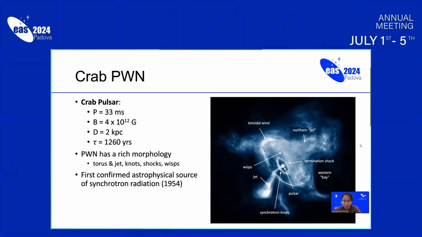The Crab was the first confirmed astrophysical source of synchrotron radiation. In 1954, they measured around 9 to 15% optical polarization integrated across the nebula, and that's a signature of synchrotron processes at play. And since then, we've measured polarization in wavebands ranging from radio to gamma rays. But most of our measurements have been in the radio and optical until now with IXPE.